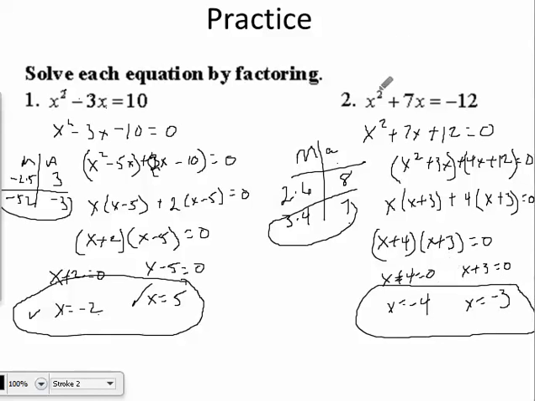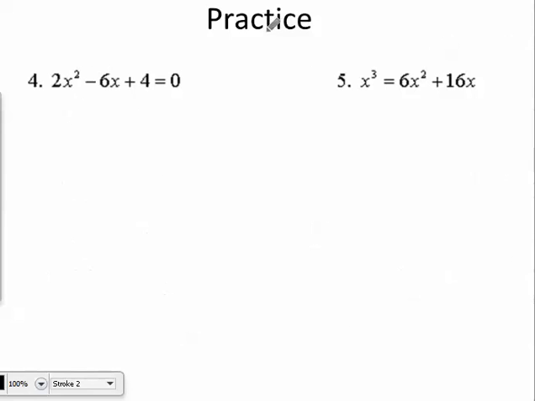Negative 4 squared is 16. 16 minus 28 gives me a negative 12. Okay? Negative 3 squared is a 9. 9 plus 21 equals negative 12. Check, check. Cool. Okay? So you're seeing how it works here. Let's continue to do a few more of them.